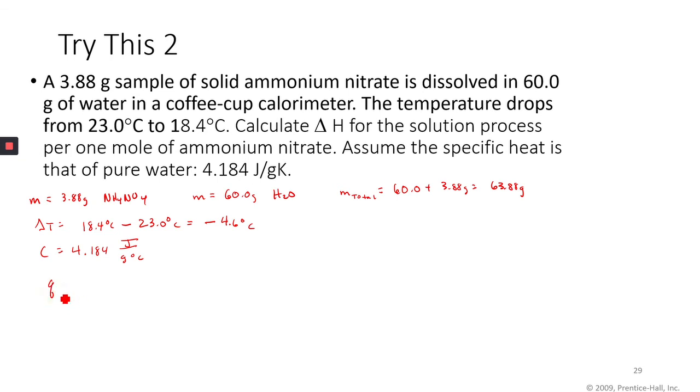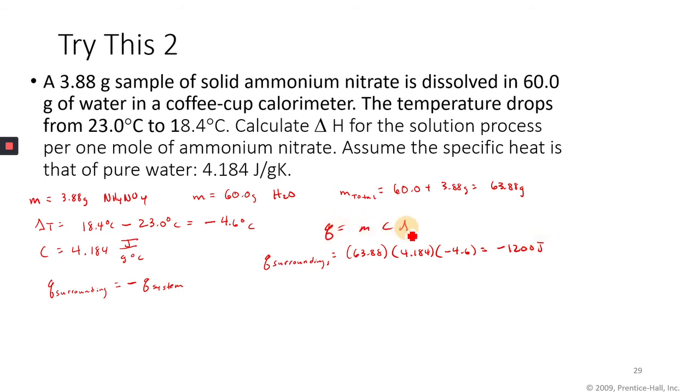We also know that Q of the surroundings will equal negative Q of the system. The energy the reaction is losing, the water will be gaining, and vice versa. So let's calculate Q of the water, or the solution, basically what's inside the surroundings. Q of the surroundings is going to be equal to our total mass times Cp of the water times our change in temperature. Remember, our equation is Q equals mC delta T. So this is telling us that Q of the surroundings is negative 1200 joules.